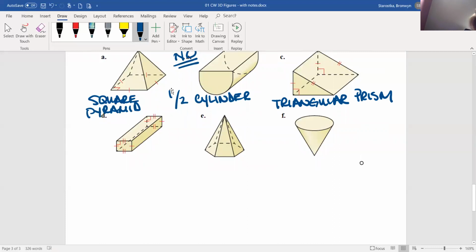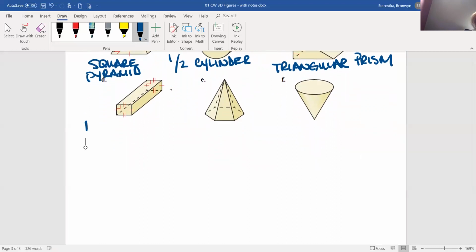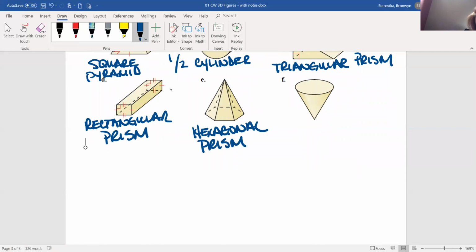We've got a rectangular prism here. I've got a pyramid here because I see triangle sides. I just need to look at the base, and when I look at the base, it is a hexagon, a hexagonal pyramid. And this is a cone.